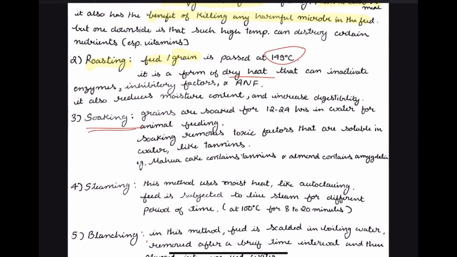Then we have soaking. So for soaking, we soak the grains for 12 to 24 hours. Okay, the roughage stuff, the dry roughage can also be soaked, but here the soaking is mainly used for grains. Okay, we have to soak for 12 to 24 hours. The time is important. 12 to 24 hours before feeding. Okay, and it will remove factors that are soluble in water like tannins.